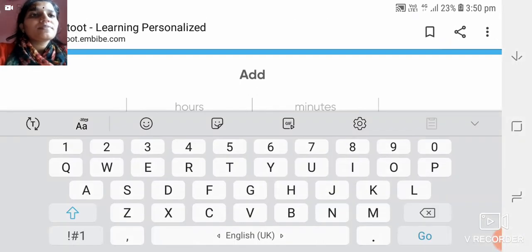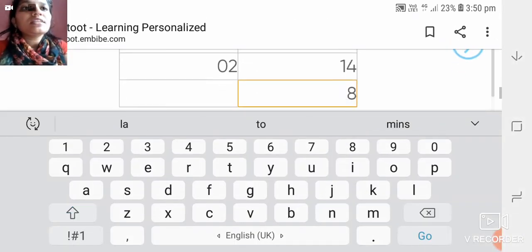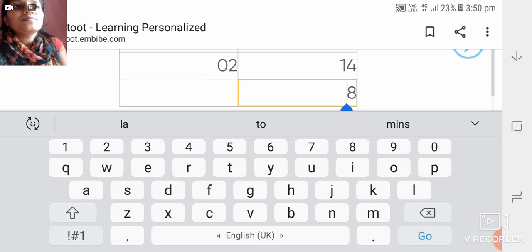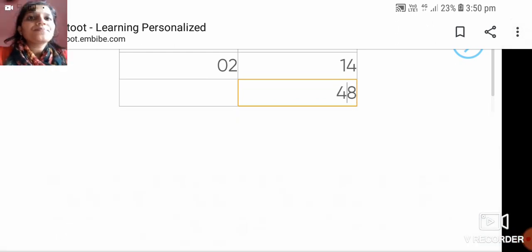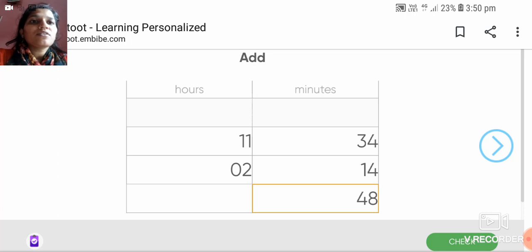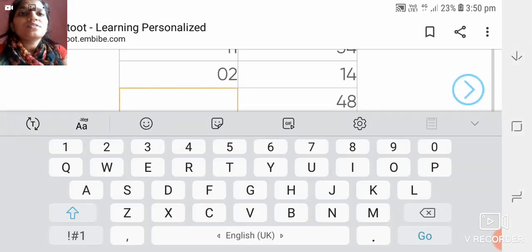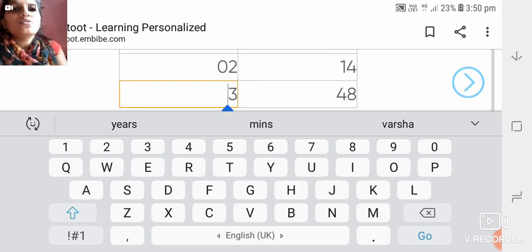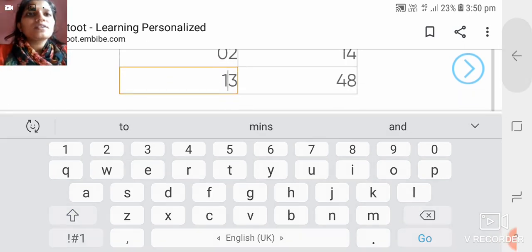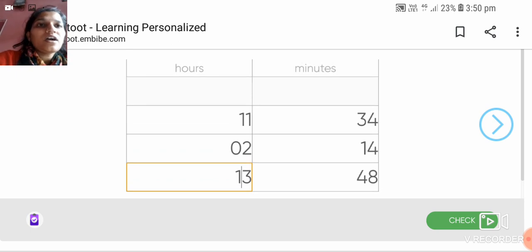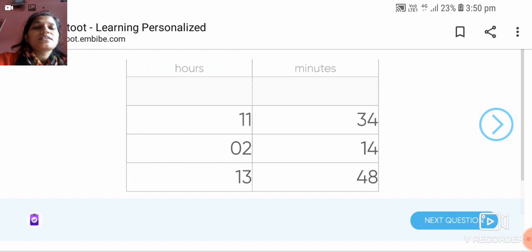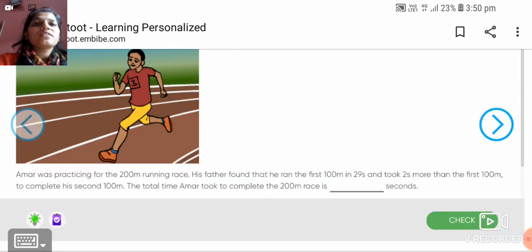4 plus 4, 8. Here we can see 3 plus 1, 4. And we have added the minutes. Now we are going to add the hours. 1 plus 2, 3, 1 plus 0, 1. So 13 hours and 48 minutes. Let's check the answer. Yes, this is a correct answer, and we can see the next question. Now students, this type of word problems will also be there.